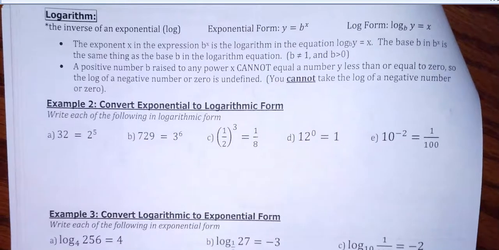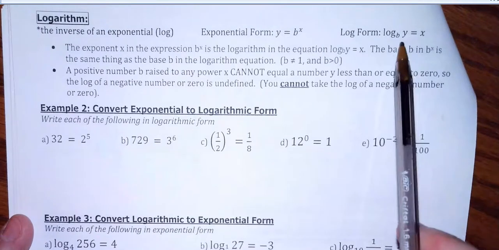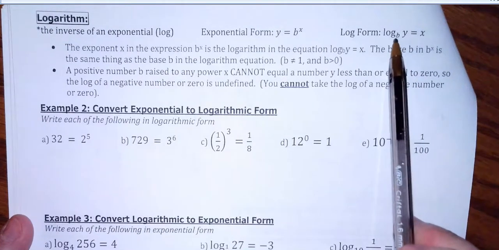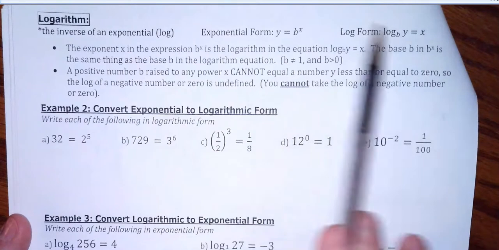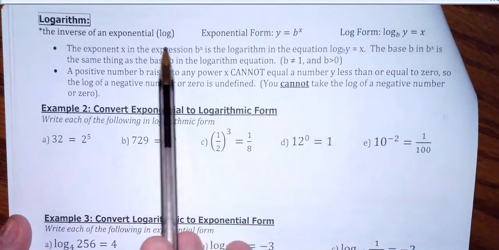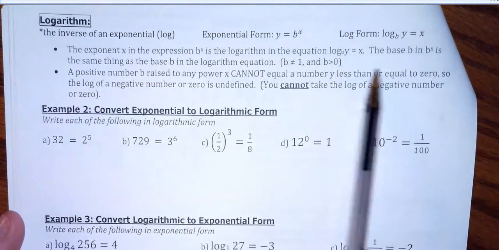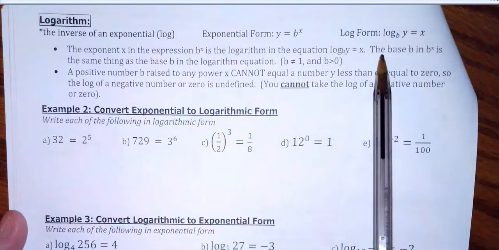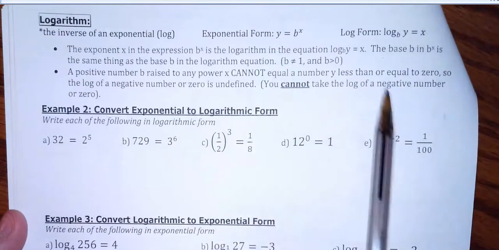The way this works, which we'll get into with some of these examples down here, the base of the log is going to swing across and become the base of your exponent. So these are related. The exponent in the expression is the logarithm in the equation, so you guys can see the relationship here. This is kind of a textbook definition. And it's the same base, just like I mentioned. Now, there's two rules here.